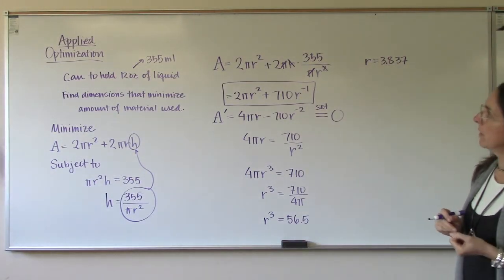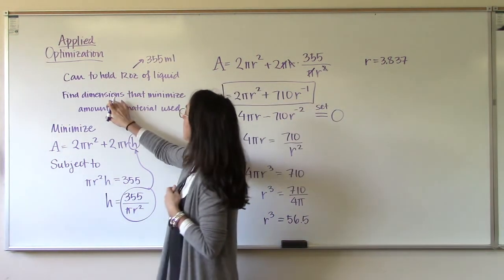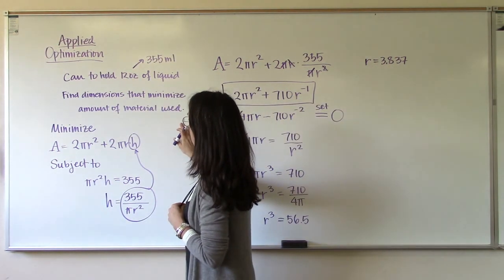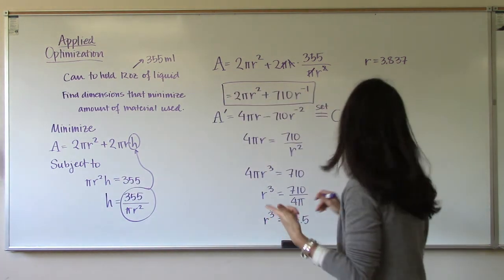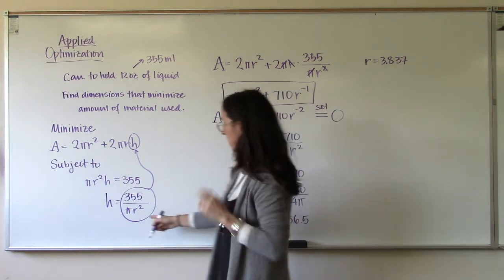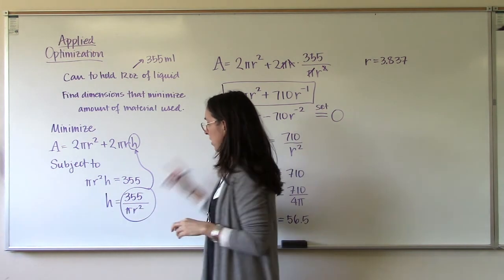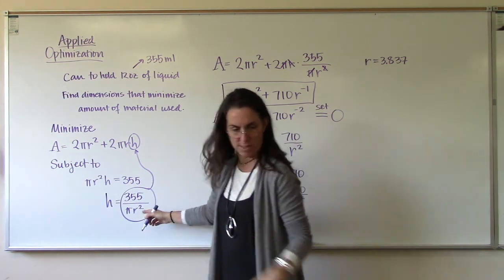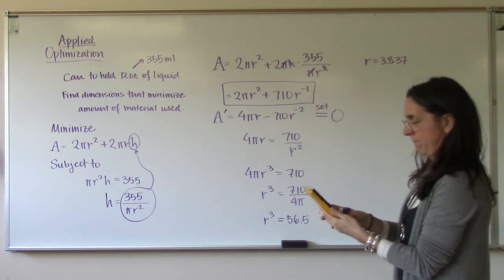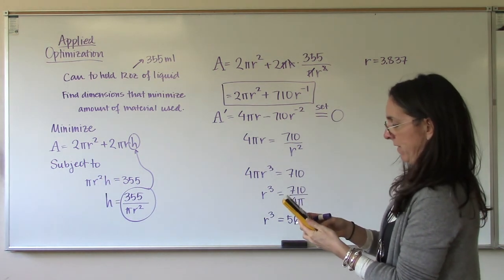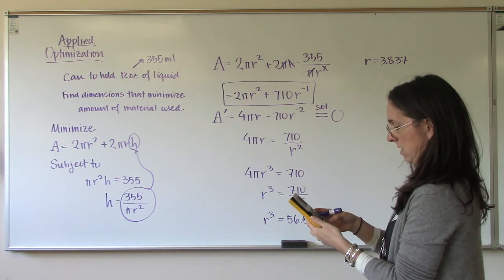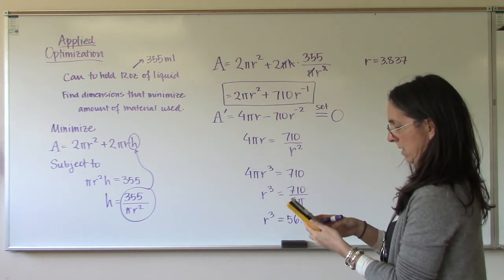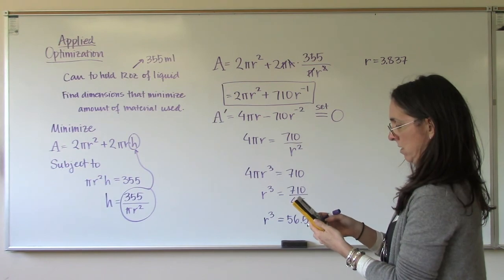Great. We want to know the dimensions of the can that minimize the amount of material used, so that means we need to give R and we need to give H. So where's the relationship between the two? Here it is. In order to get H, I just take this thing and do this to it. So 355 divided by pi times that thing squared.